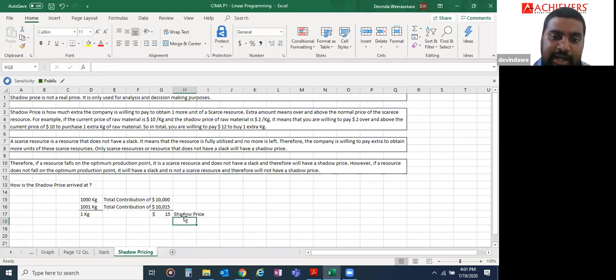How much extra am I willing to pay? The amount I'm willing to pay extra is the additional contribution I earn by having one extra kilo or one extra unit of a resource. Clear? Any questions? Are you all fine?